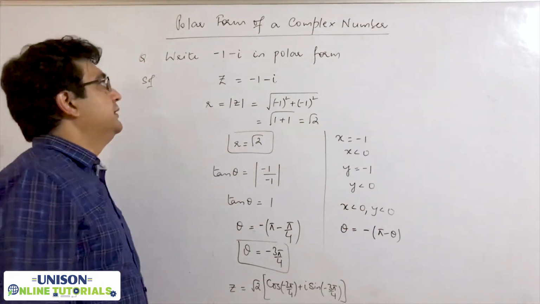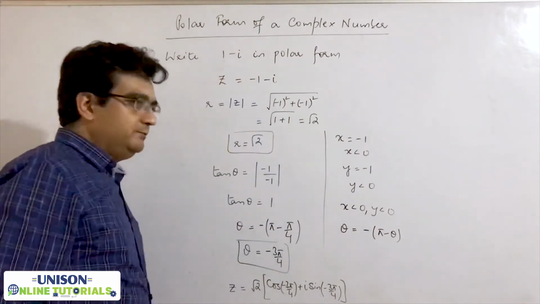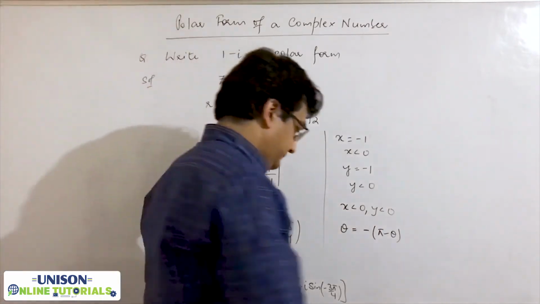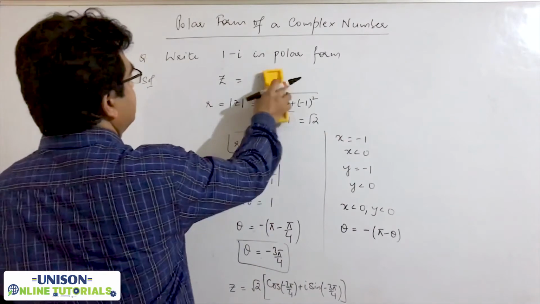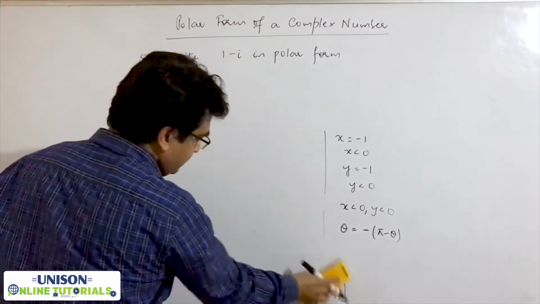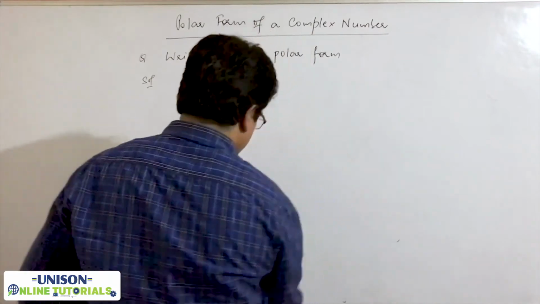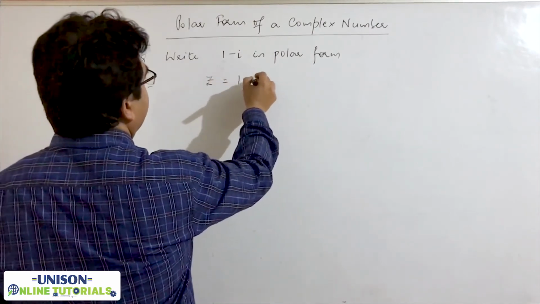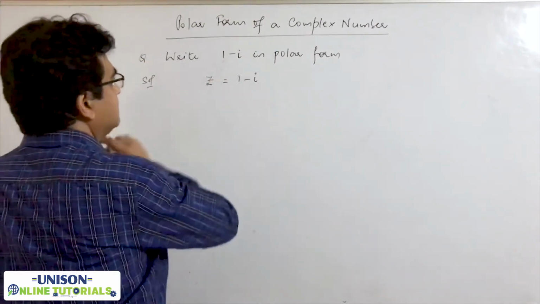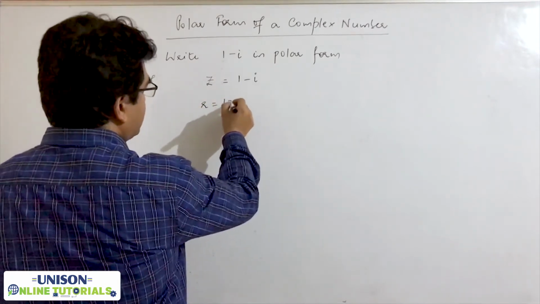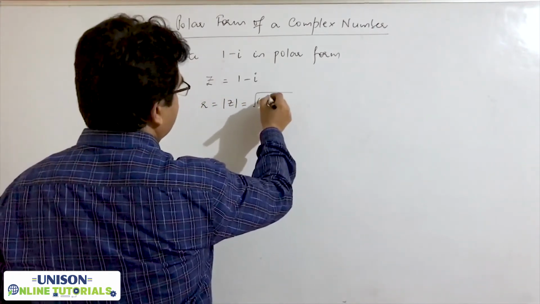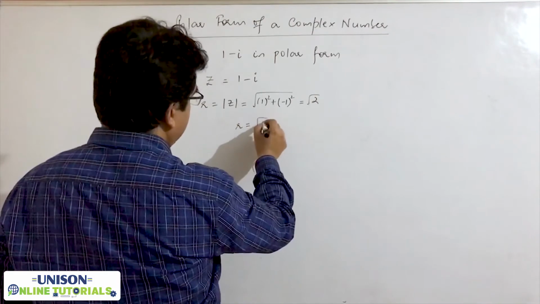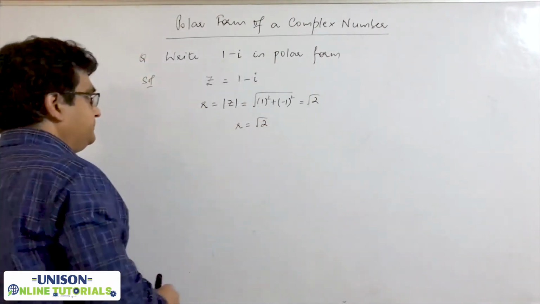Now if the complex number is 1 minus iota, then what will be its polar form? So now we take z equal to 1 minus iota. Now what is r? It is the modulus of z, which is real part square plus imaginary part square, which is under root of 2. The value of r is under root of 2.